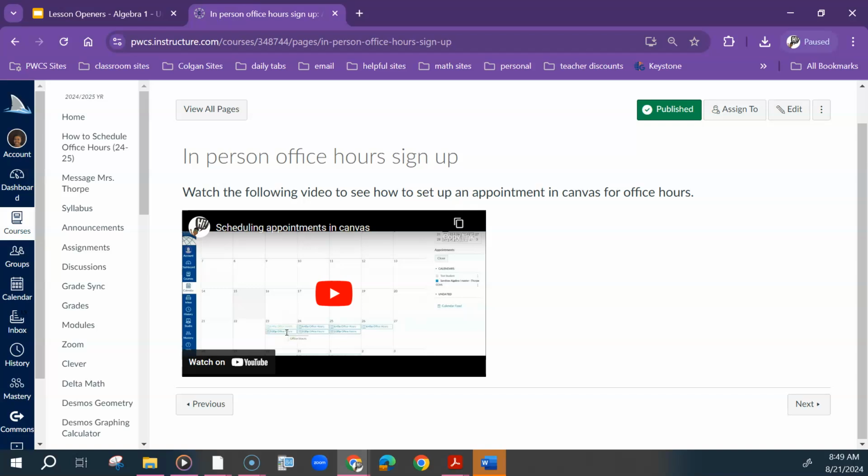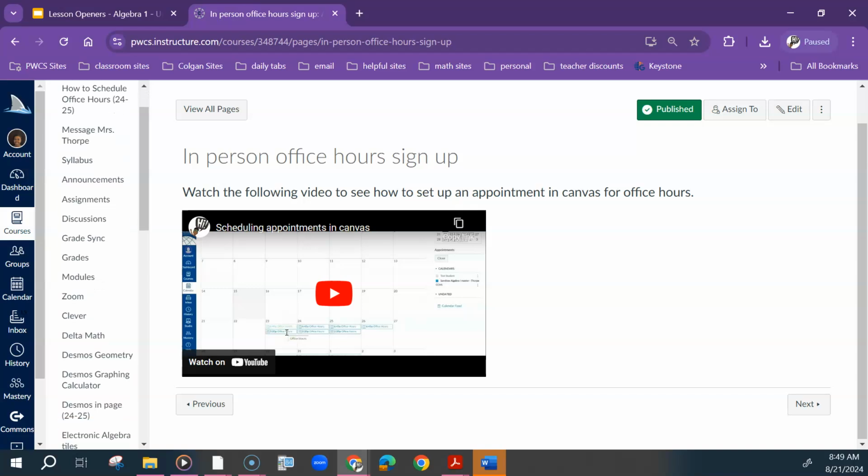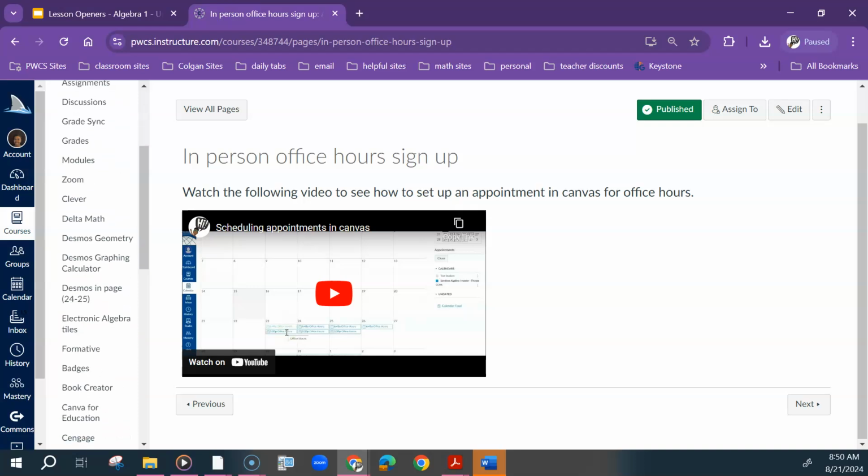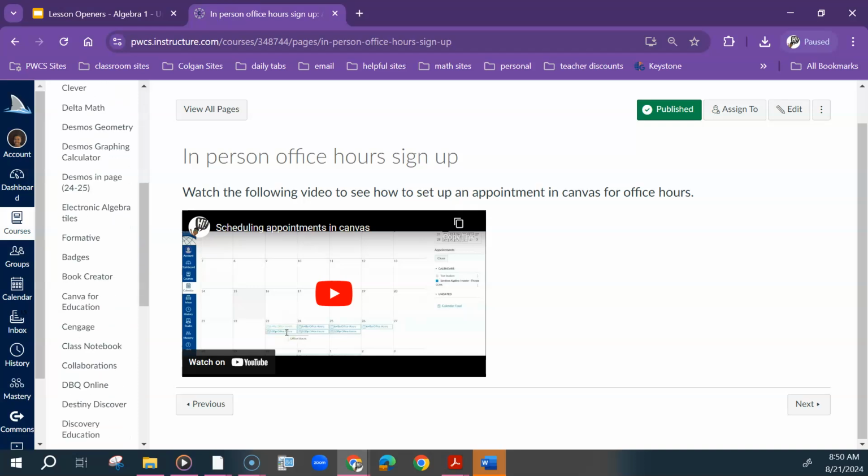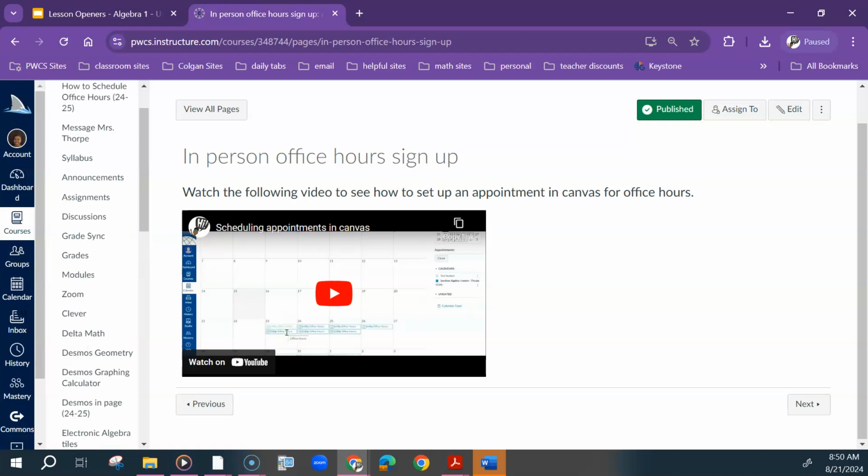If you need to message me directly from Canvas, you can do that. If you don't have Delta Math bookmarked, you can click on it directly from here. If you're ever doing IXL, go in through Clever and then click IXL. There are other ones here like Desmos and other things you can explore, but those are the main ones. Look at all the other side links, see if you have any questions about any of them before we move on.